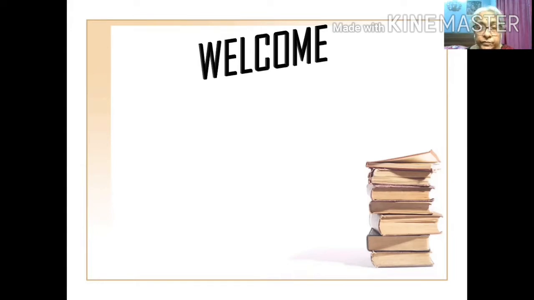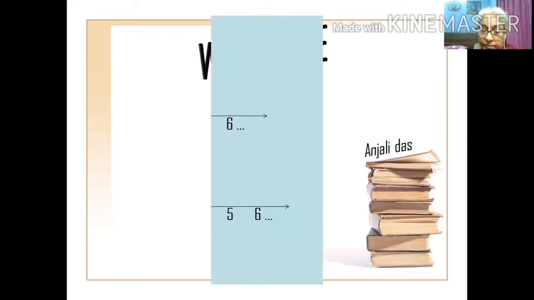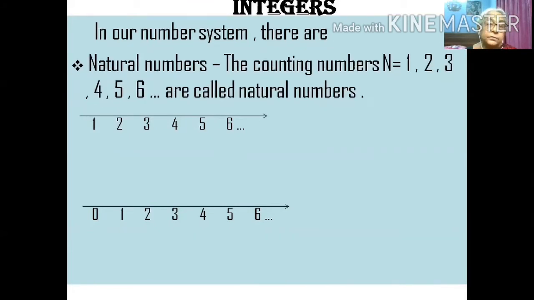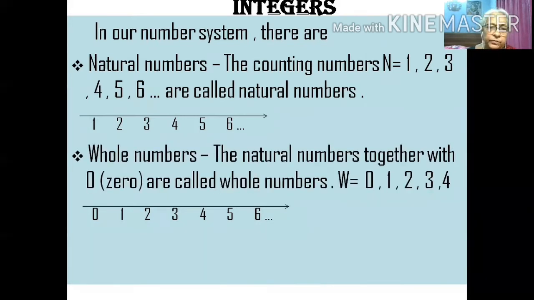Today we are going to discuss integers. In our number system, there are natural numbers. Natural numbers means the counting numbers 1, 2, 3, 4, 5, 6, etc. are called natural numbers. That is represented by N equal to 1, 2, 3, 4.